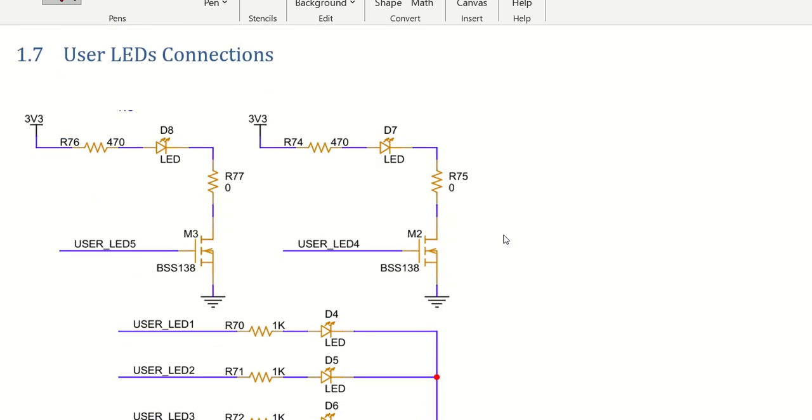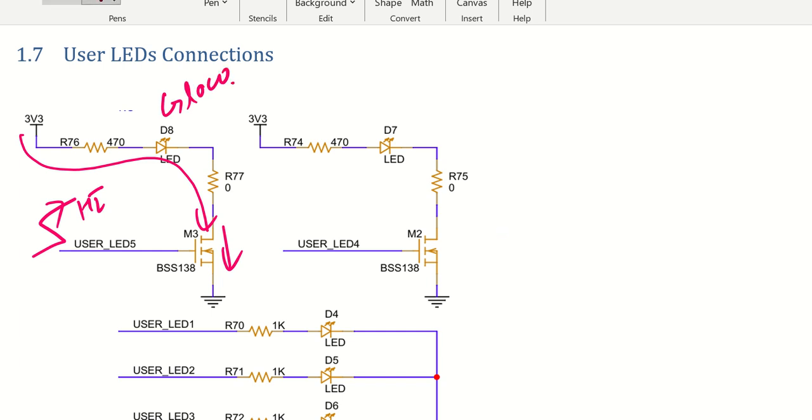Then we have the user LEDs. The user LEDs are directly connected. Whenever my user IO goes high, this particular MOSFET will switch on, and this is how the LED will start glowing. And once it becomes low, this MOSFET will be switched off, and this is how it will be off. So this is how it will work. Similar to that, the other MOSFET will also do the same thing with this LED D7.